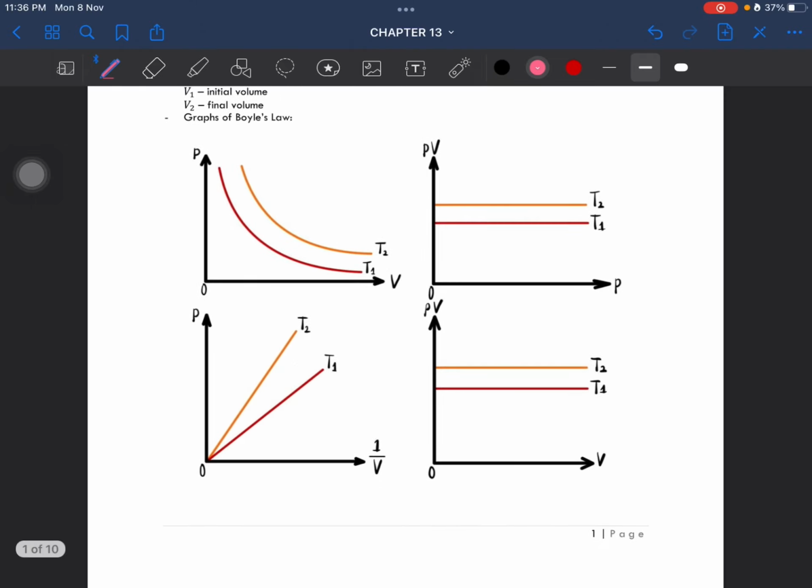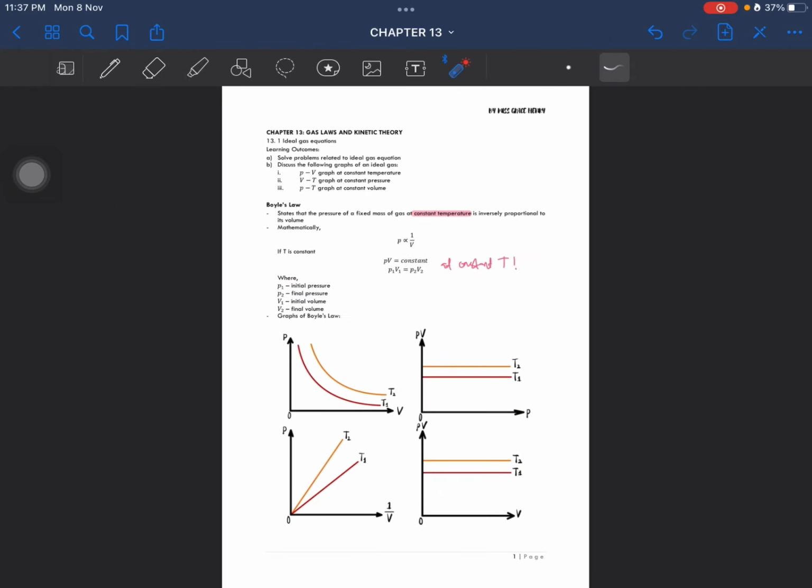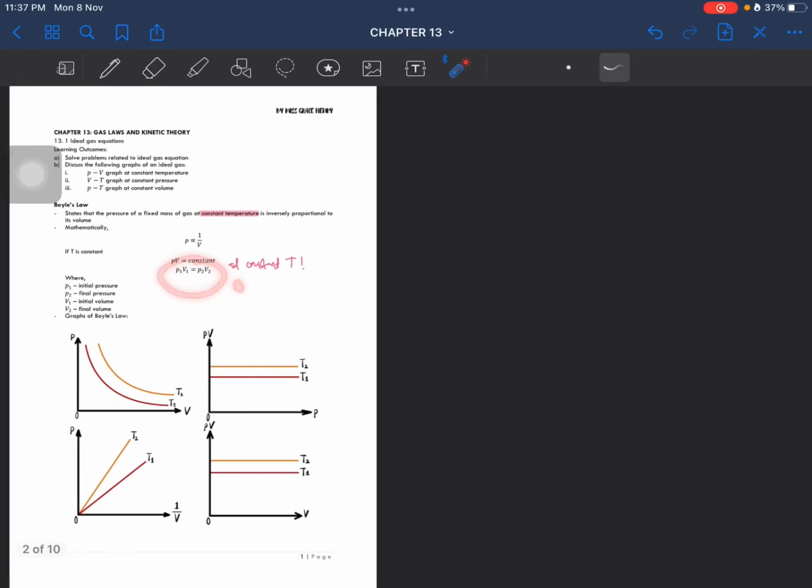Then these are the graphs of Boyle's law. As it goes through different pressure and volume, the temperature will stay constant. So this is what the graph is telling us. All of these must have constant temperature. That's basically for Boyle's law. Make sure you are able to use this equation.